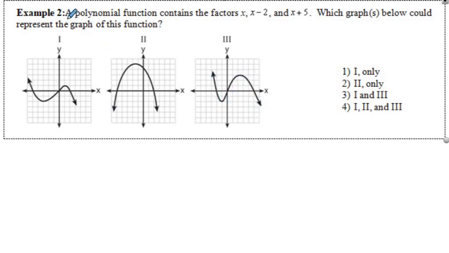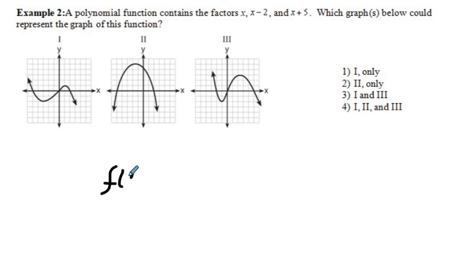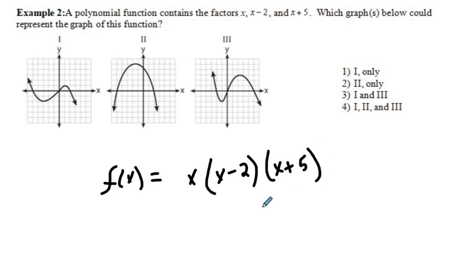All right, let's read the question. A polynomial function contains the factors x, x minus 2, and x plus 5. Which graphs below could represent the graph of this function? Okay. So what it means when it says factors of x, x minus 2, and x plus 5, it's saying that we could write this equation using these as our factors. Now, there could be more factors, but it definitely has these as factors.